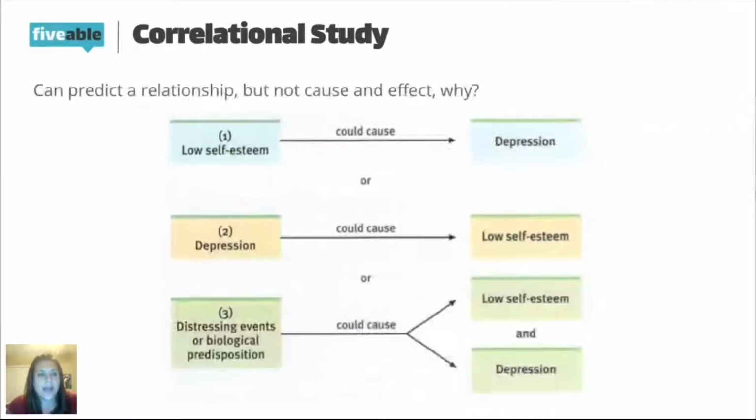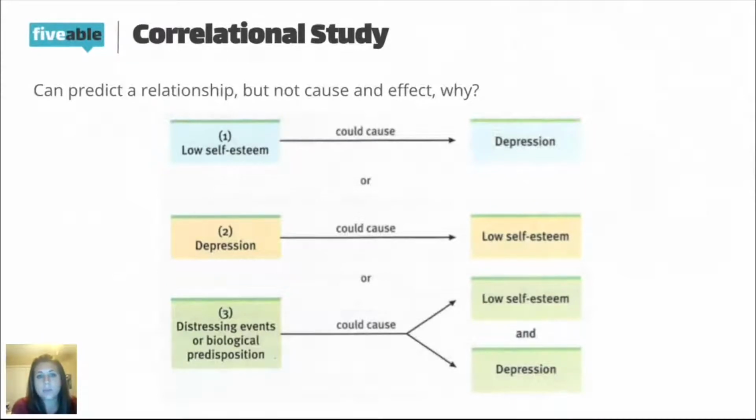The reason why in a correlational study we have to be careful, because we still can't determine cause and effect, is because it can predict the relationship, right? I'm looking at how many hours of video games you play a day versus your grades, and I can predict what that relationship is going to be. But again, I can't necessarily predict why.